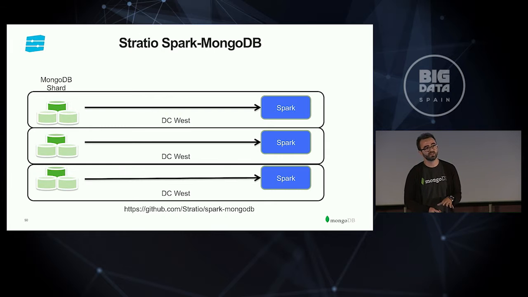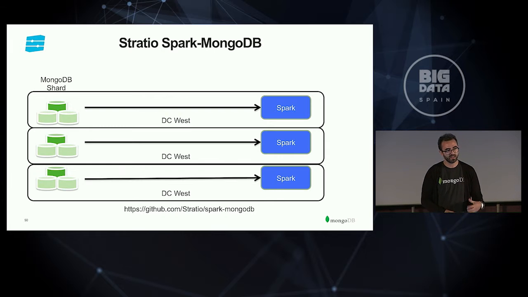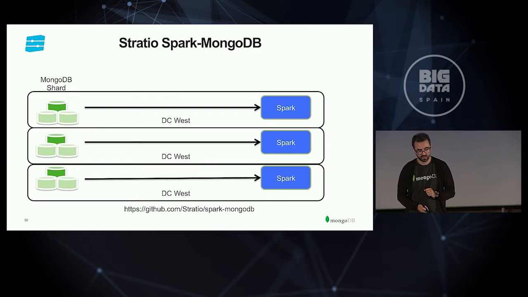Actually, this is something that the MongoDB connector also does, or tries to do very well. It's making sure that the data that you are transforming or processing is local to you, and you can use it directly. So this is something that the Spark and Stratio guys did very, very well.